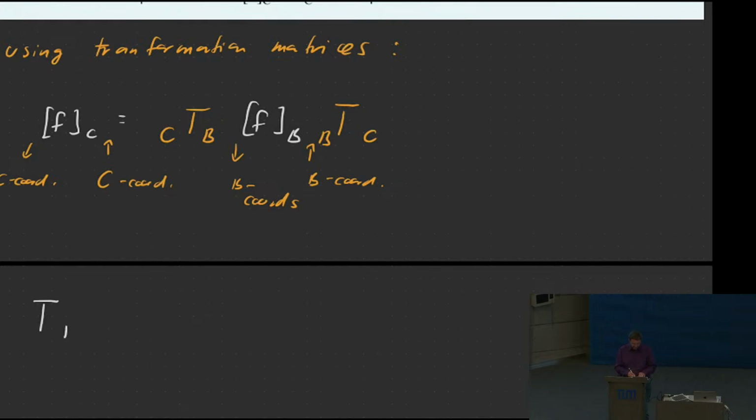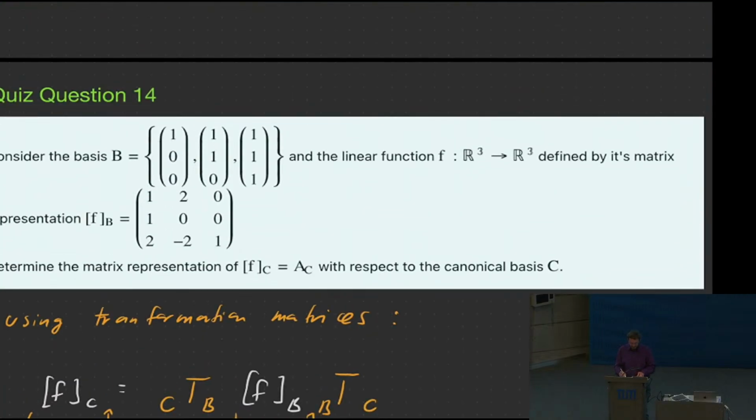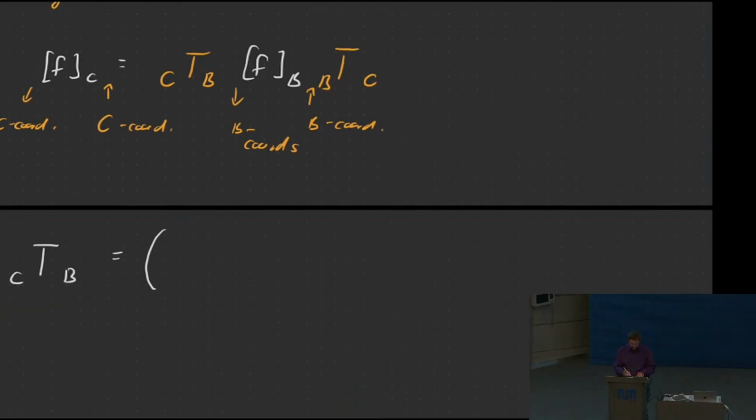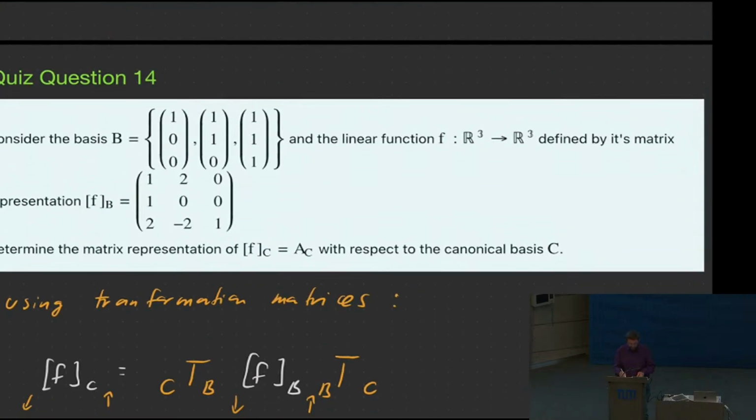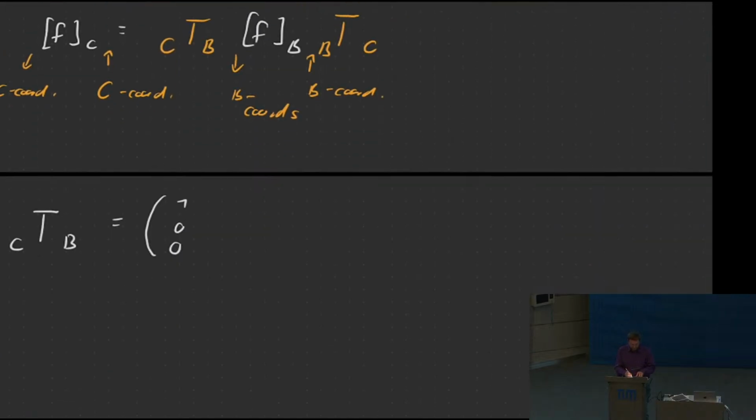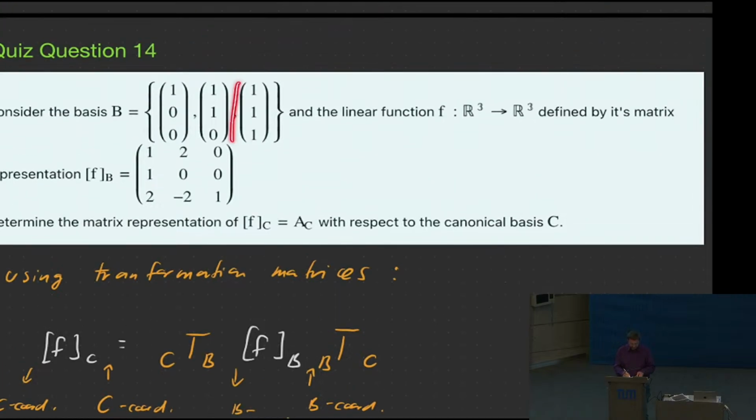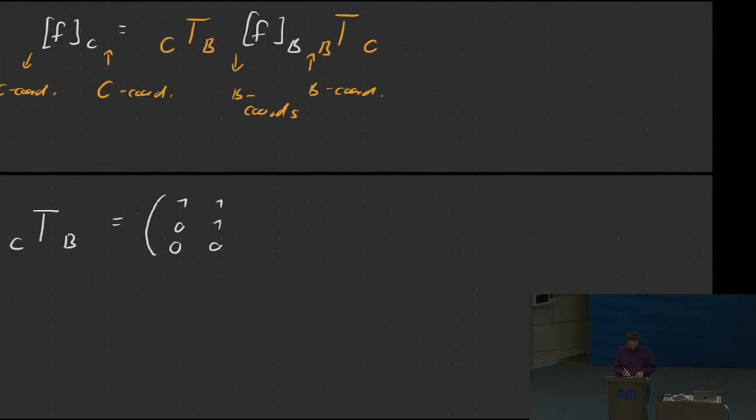So if you want to get from B to C, the first B vector transforms into this vector here, 1, 0, 0. So that's the first column of our transformation. The second B vector transforms into this C vector, 1, 1, 0. And the third B vector transforms into this C vector, 1, 1, 1. So that's the transformation from B to C.